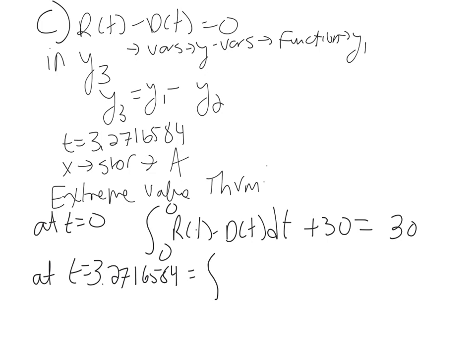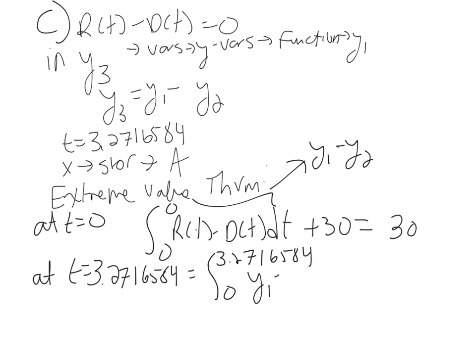So that's going to be the amount from 0 to that number. And the great thing is that if you've done y3 equals y1 minus y2, you can literally just put y1 minus y2 into your calculator in your integral. So y1 minus y2. It's really nice. Plus 30. This will give you 27.9645, blah, blah, blah, blah.